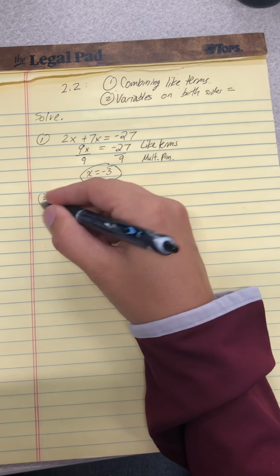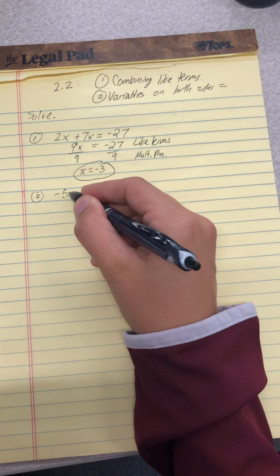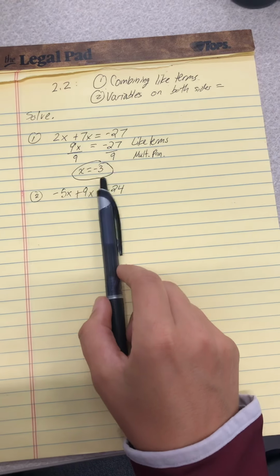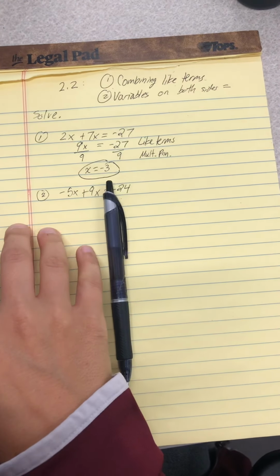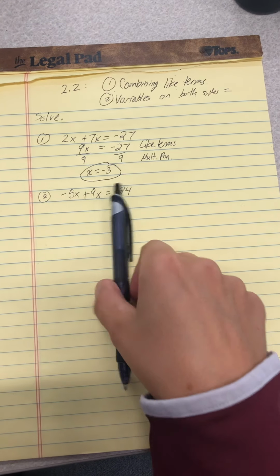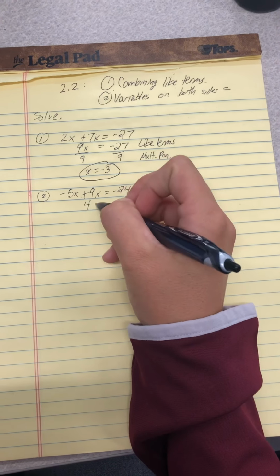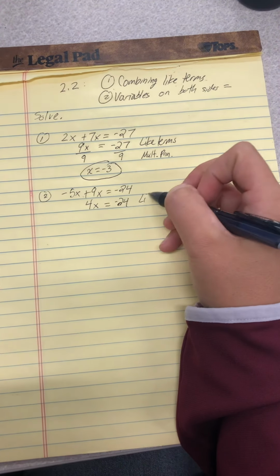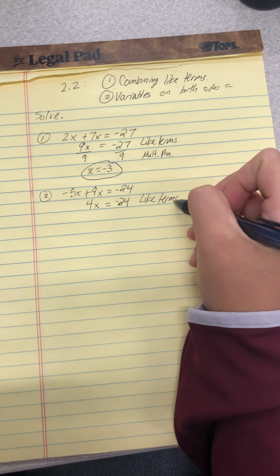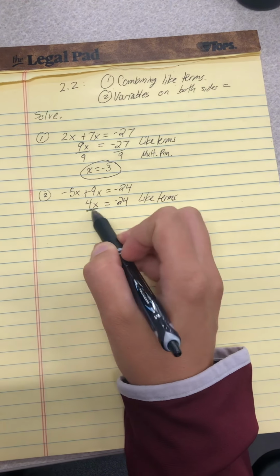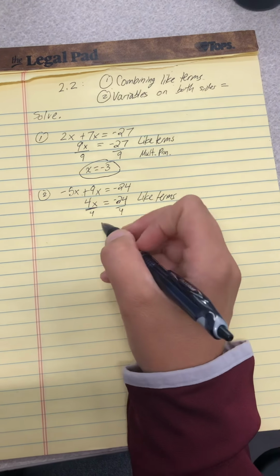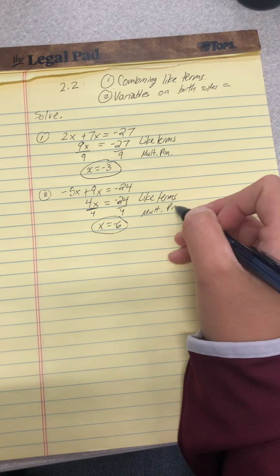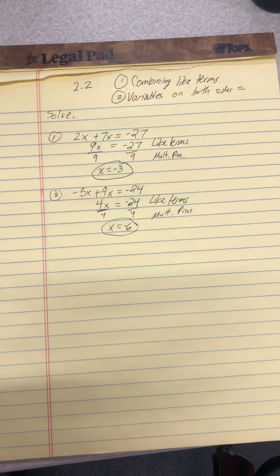So moving on to number 2. I have negative 5x plus 9x equals negative 24. So again, I'm going to cover up the right side of the equal sign. If I take a look at the left side of the equal sign, it says negative 5x plus 9x. So negative 5x plus 9x is 4x. Then I have an equal sign, and then I have negative 24. So in this problem, again, I combine my like terms first. Then 4 is next to x, so I'm going to divide by 4, and I get x equals negative 6. And again, dividing by 4 means I use the multiplication principle. Okay, and I'm just writing the steps so you know.